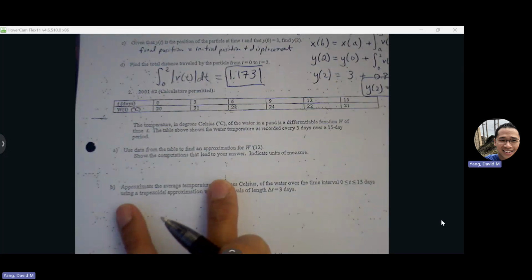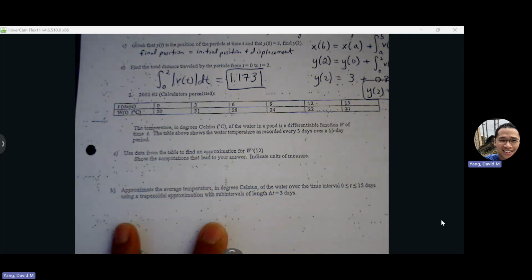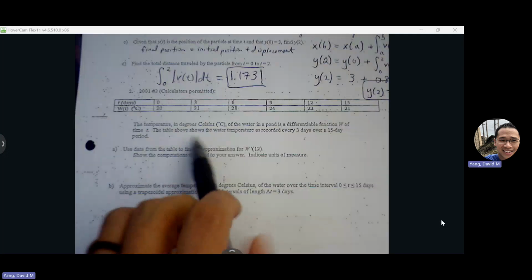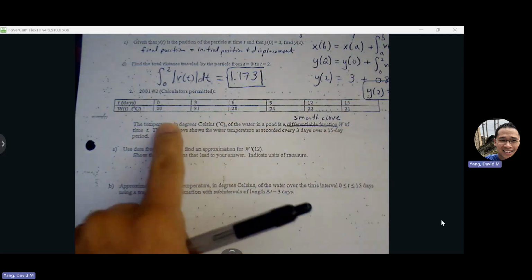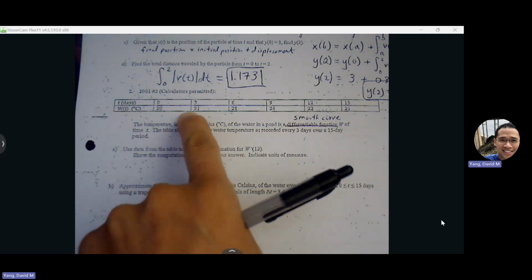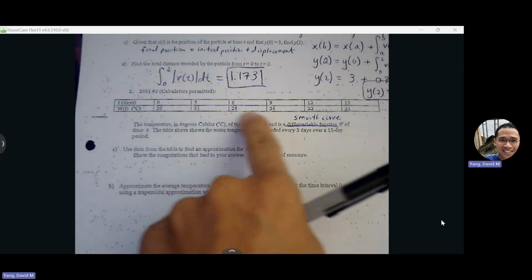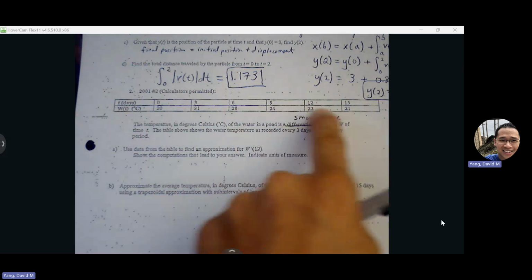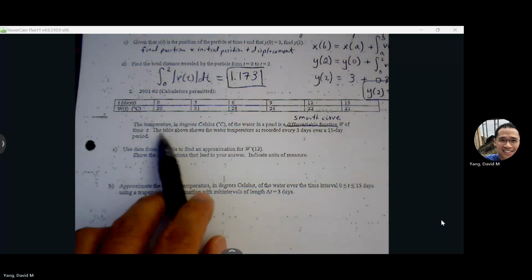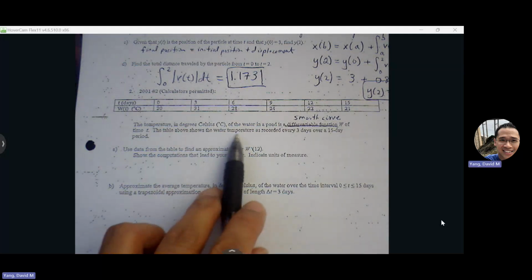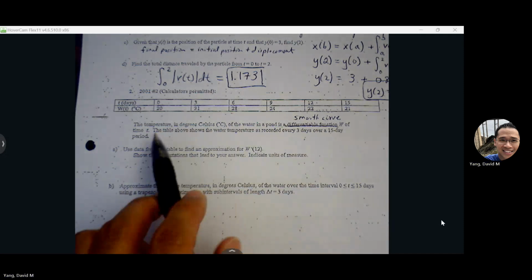Okay, next up, this is a Riemann sums problem. It says the temperature in degrees Celsius of the water in a pond is a differentiable function. Again, differentiable function tells us we're dealing with a smooth curve. There are no surprises in this function, no sudden holes, asymptotes, or sharp turns. Even though we only have a couple of points across this graph, we know this graph is going to be a smooth curve in between. The table shows the water temperature as recorded every 3 days for a 15-day period.